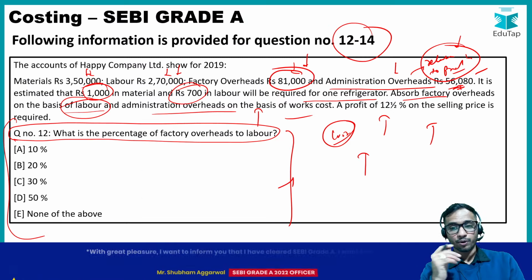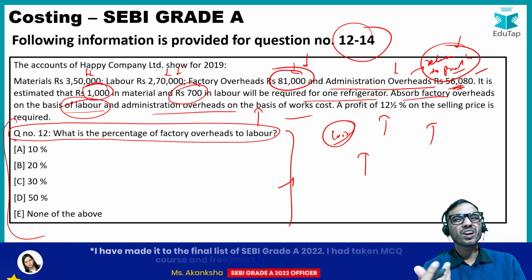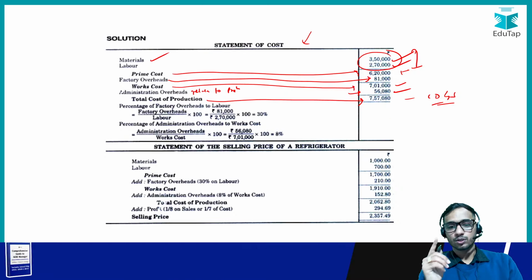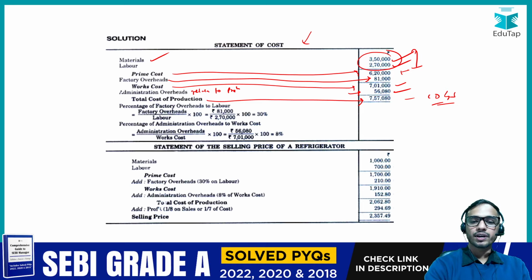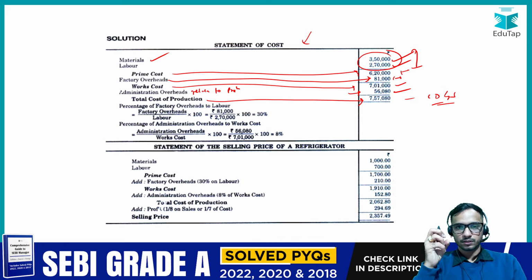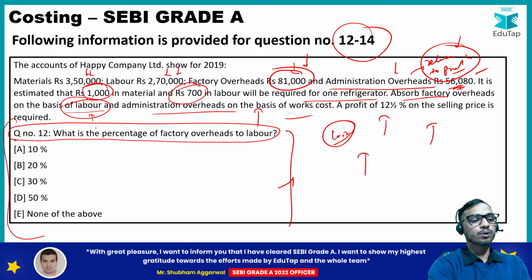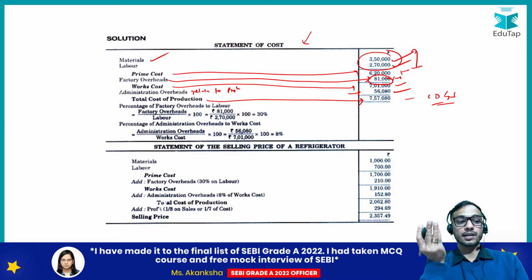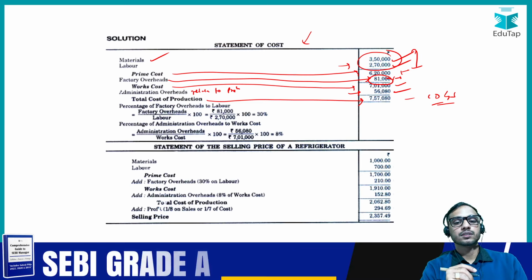Now comes the very important point. It says absorb factory overhead on the basis of labor. What do we mean by this? Please listen to me very carefully. You have factory overhead as 81,000. You have to absorb this, you have to recover this from units on the basis of labor. So 81,000 is what percentage of your total labor? This is what you have to calculate, right?